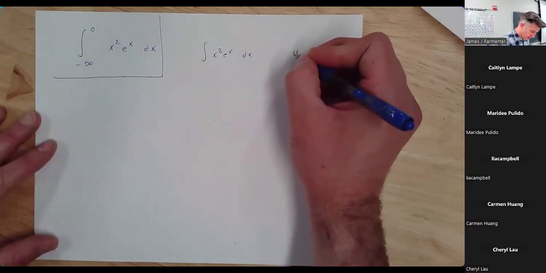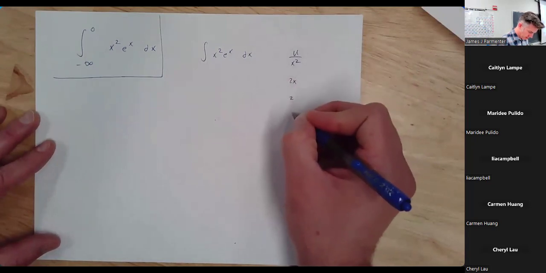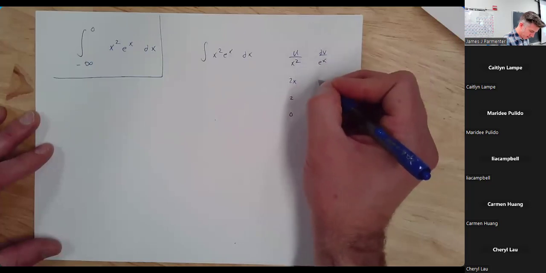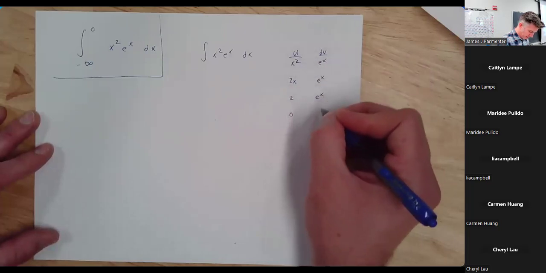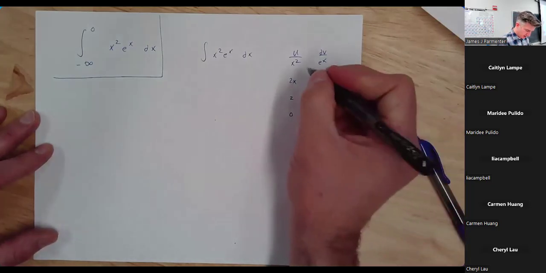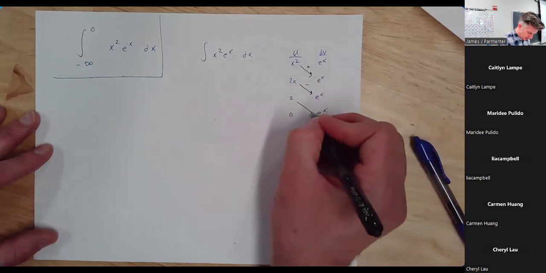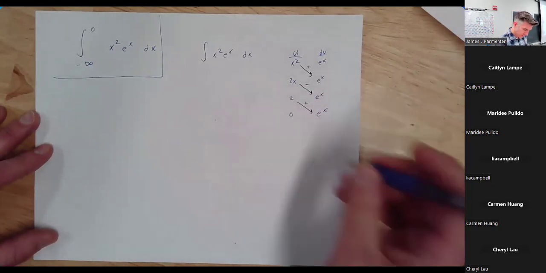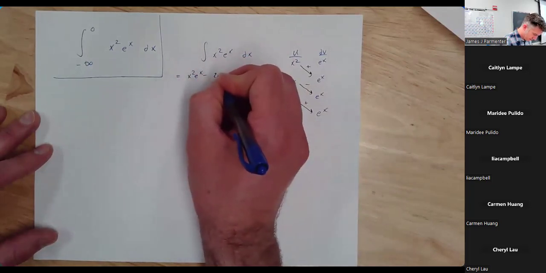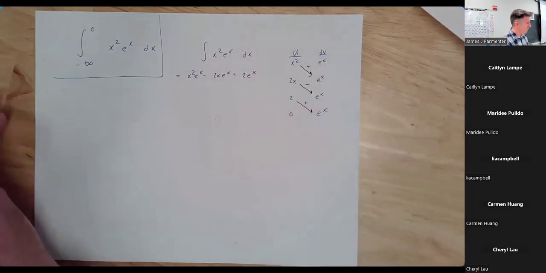So u equals x squared. My derivatives are going to be 2x and then 2 and then 0. My dv is super nice. It's e to the x, the antiderivative is e to the x, the antiderivative is e to the x. So my integral of this is going to be x squared times e to the x minus 2x times e to the x plus 2 times e to the x. And I don't care about the plus c.